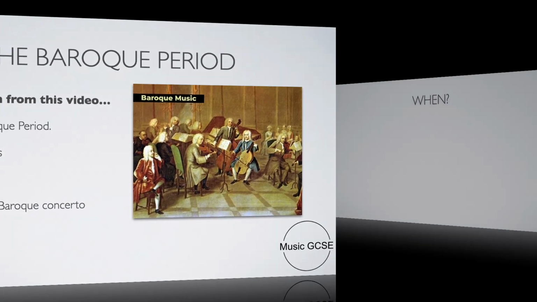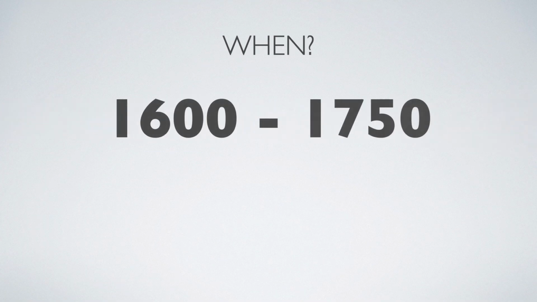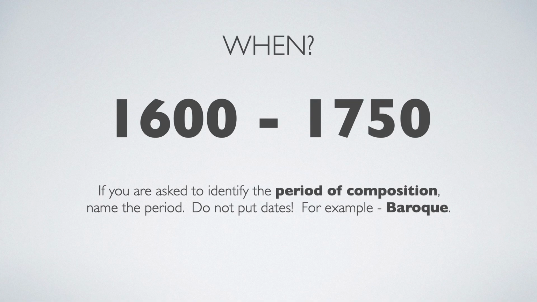So let's start by taking a look at the dates for the Baroque period. The Baroque period was circa 1600 to 1750. However, if you are asked to identify the period of composition within your exam, do not put dates. It's important for you to know them, but the answer that you're looking for in your exam is the period of composition. So name it by name, so either the Baroque period, the Classical period, or the Romantic period.